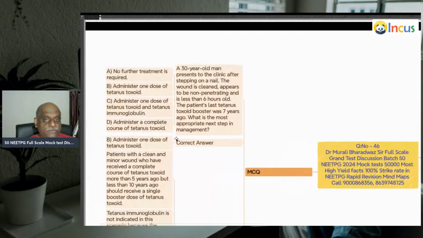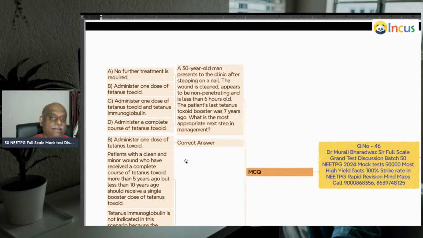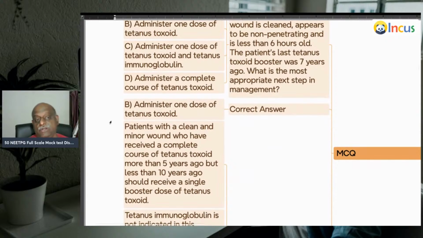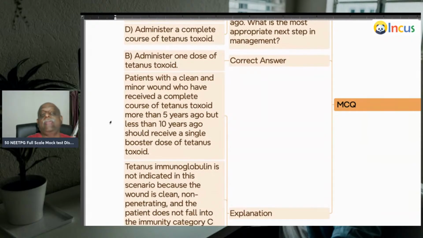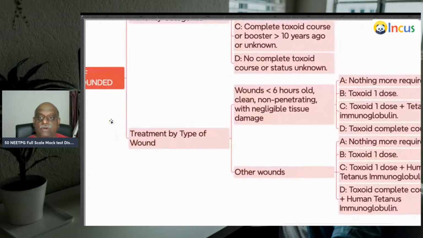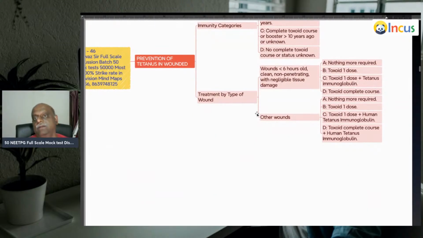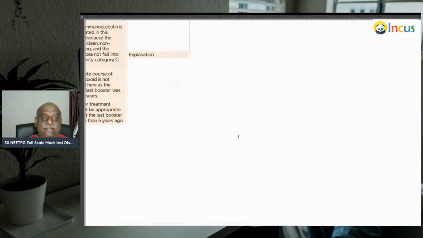A 30-year-old comes to the clinic after stepping on a nail, non-penetrating, less than 6 hours, last tetanus toxoid booster was 7 years ago. What is the next step? You administer 1 dose of tetanus toxoid. What the patient has is a clean minor wound and received a course of tetanus toxoid more than 5 but less than 10 years ago. They should receive a single booster dose of tetanus toxoid. So I leave the literature for you. What are the immunity categories? What is the treatment? It depends upon the type of the wound, duration of the injury, etc.